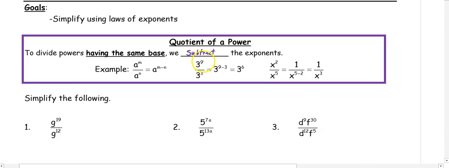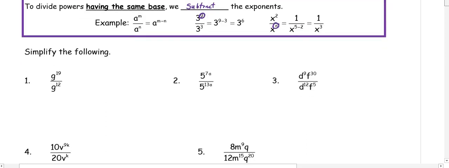So in this example, we have 3 to the 9th over 3 to the 3rd. Since 9 is the larger exponent, it's going to end up in the numerator. And in our second example, x squared over x to the 5th, 5 is the larger number, so it's going to end up in the denominator this time. So let's look at some examples.